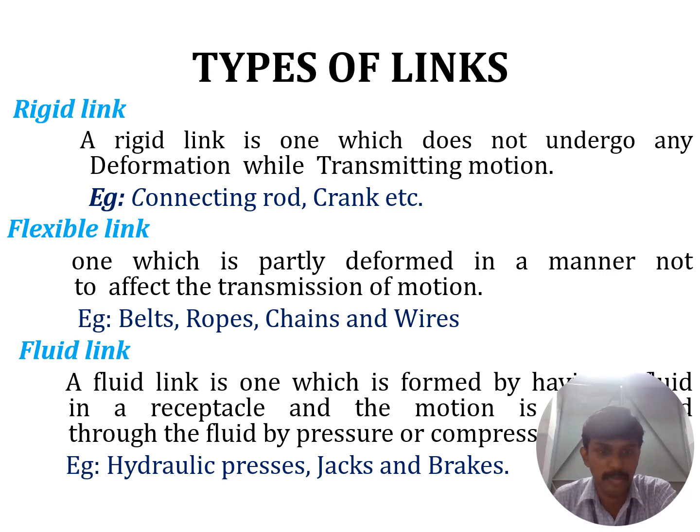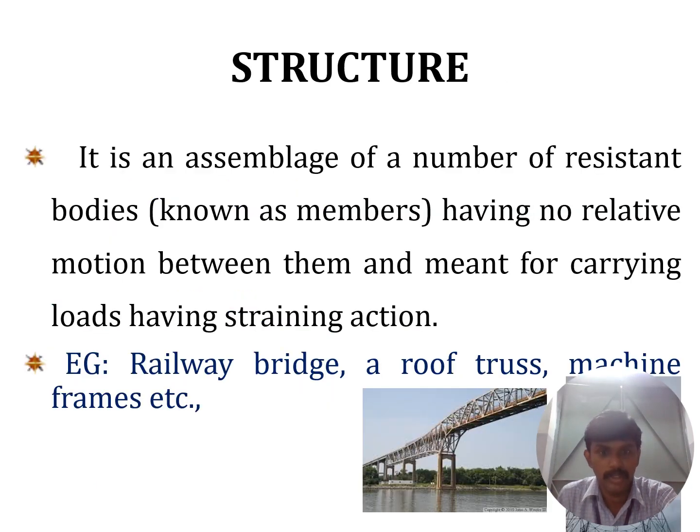Next, the flexible link. It is partially deformed in a manner that does not affect the transmission of motion. Example: belts and ropes. Belts and ropes transmit speed from one shaft to another shaft, so it does not affect any transmission of motion. Next, the fluid link. For example, hydraulic presses, jacks, and brakes work under fluid.